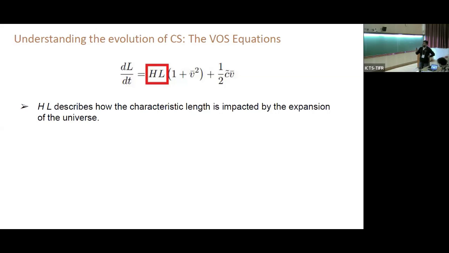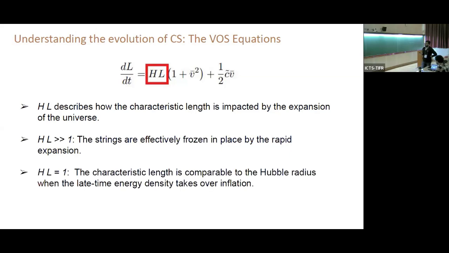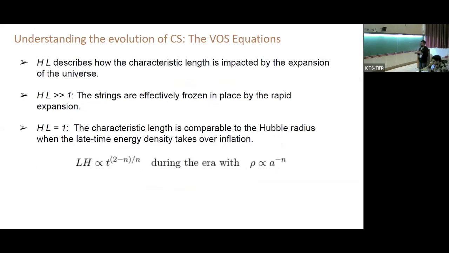HL describes how the characteristic length is impacted by the expansion of the universe. There are two scenarios which we will look into. During inflation, HL is much greater than 1, which implies that the strings are effectively frozen in their co-moving coordinates and cannot undergo intercommutation. But later on, when inflation stops and we have our standard cosmological evolution, we will have HL equals 1, and that's when intercommutation starts and we have our late time evolution.